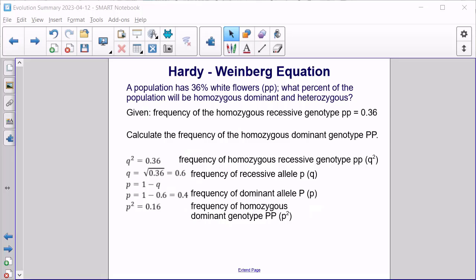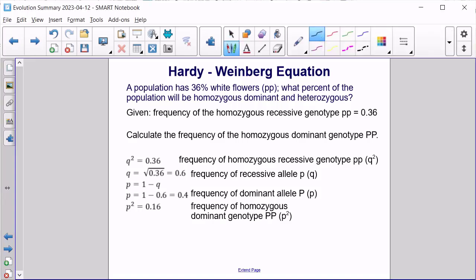All right, let's look at an example using the Hardy-Weinberg equation. A population has 36% white flowers, which is homozygous recessive. What percent of the population will be homozygous dominant and heterozygous? So on this slide, we're going to look at homozygous dominant. We'll answer the first part of the question. And on the next slide, we'll answer the next part of the question.